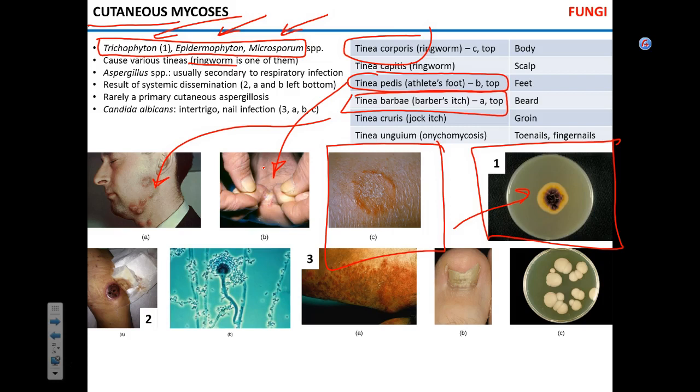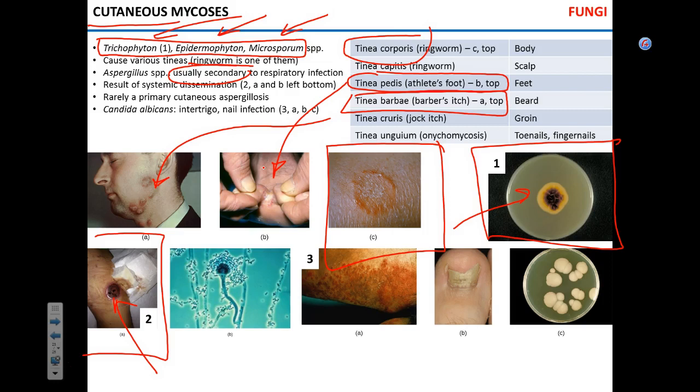Now, Aspergillus, usually a secondary infection. Here, you see a pretty bad case of cutaneous aspergillosis on the leg of a patient. Usually, that results from the systemic spread of Aspergillus. That starts as a respiratory infection, enters the bloodstream, and appears as a cutaneous infection on some other site. That is a great example of a focal infection. Remember, we talked about localized versus focal.